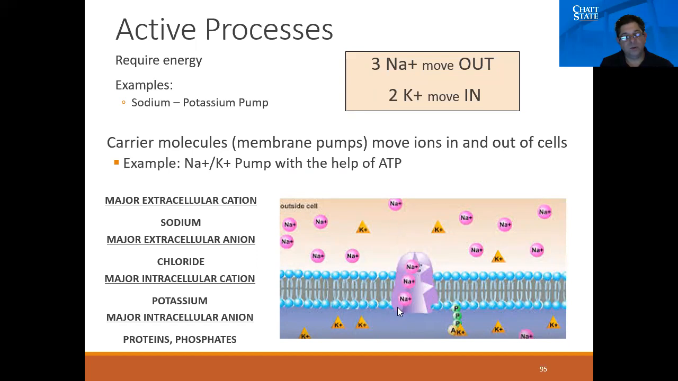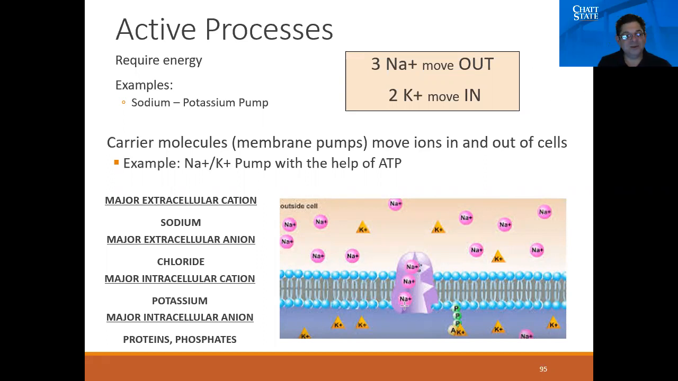And it's going to open up and put 3 sodiums outside the cell. It's going to push them out. And on the flip side, it's going to push 2 potassium ions in. So please know this data at the top. That's the nature of the sodium potassium pump. 3 sodiums out, 2 potassiums in. Please know that. Don't get them confused. I remember "2 K in," and that helps me remember it. 3 sodiums out, 2 potassiums in. There you go. And guess what? You're going to love this. We'll see this in lecture.